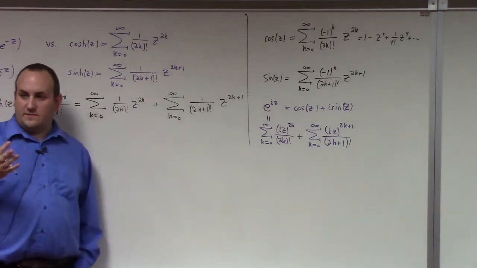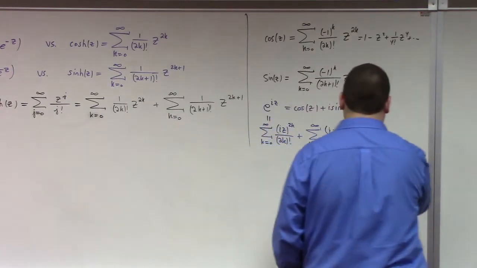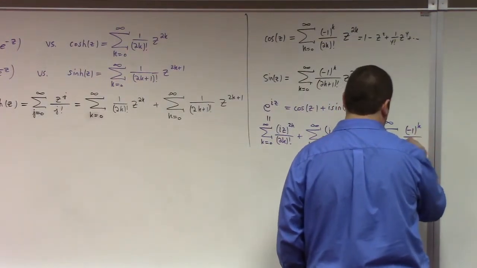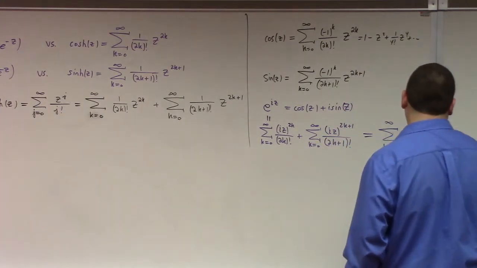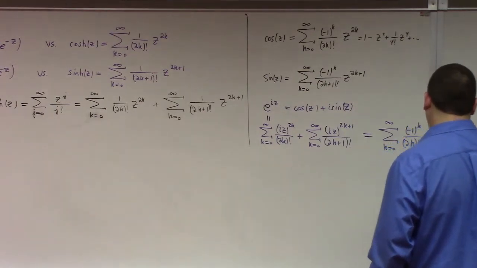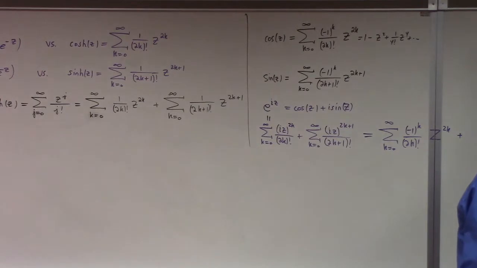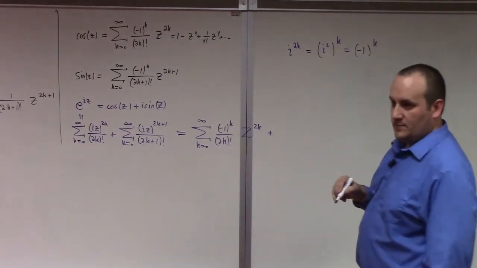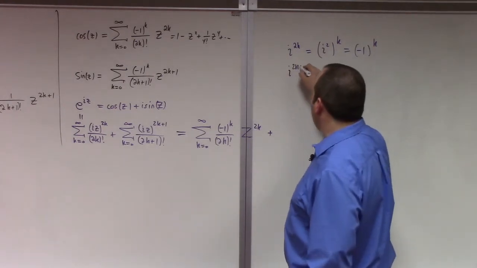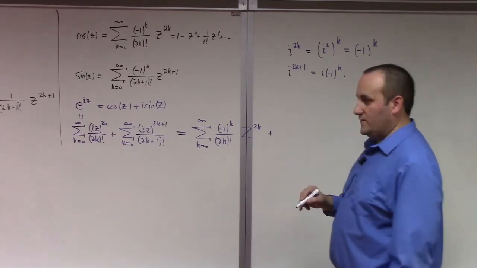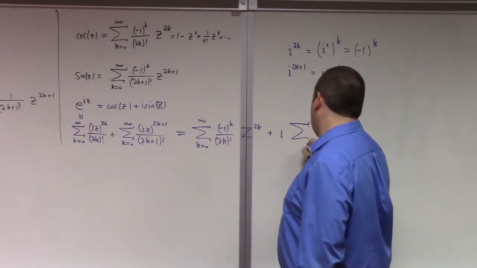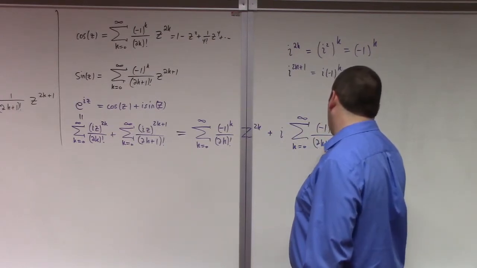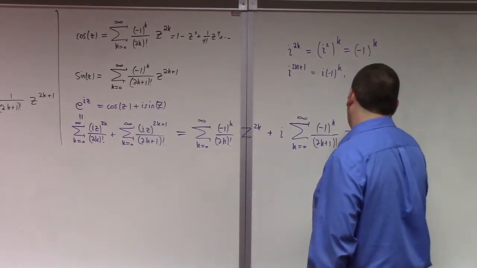What is i to the 2k equal to? Minus 1 to the k, right? Let's think about that. i to the 2k is equal to i squared to the k, which is minus 1 to the k. So that's why minus 1 to the k here. i to the 2k plus 1 is then equal to i times minus 1 to the k. That gives me an extra factor of i, which I pull out. And I've got the sum k equals 0 to infinity, minus 1 to the k over 2k plus 1 factorial, and then odd powers of z, z to the 2k plus 1.